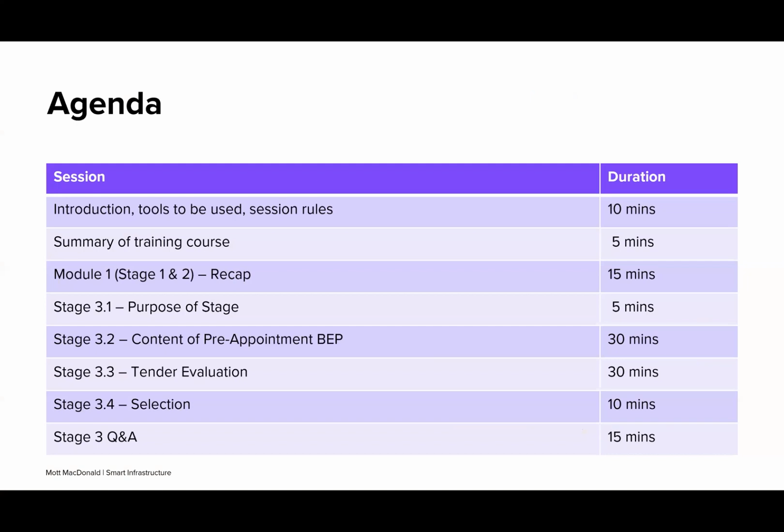This is the agenda for today, and we'll be recapping on stage 1 and 2 of ISO 19650, as well as starting to have a focus on stage 3 of the standard, which we'll go through.